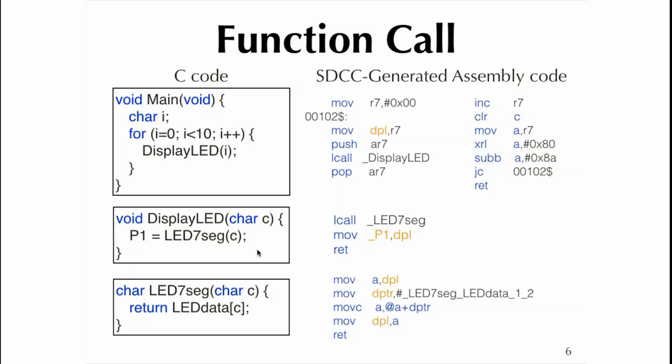It returns back to display LED. DPL already has the return value, so you move that into P1, and that displays on the 7 segment LED, and then does a return. Okay, so you should be able to understand every single instruction here. This is a relatively simple program. Other than this one, you can take some time to figure it out, but that's not the main point. The control transfer is the main point, and also passing parameters and everything. Returns to the caller.